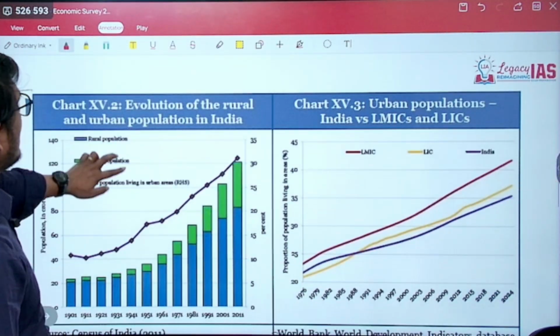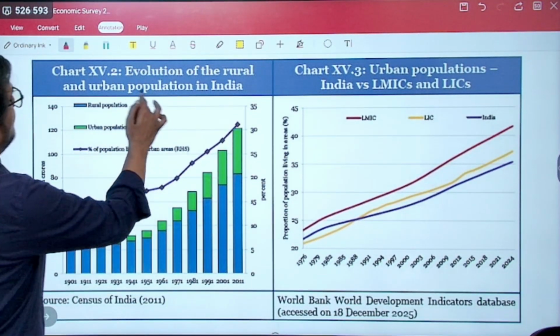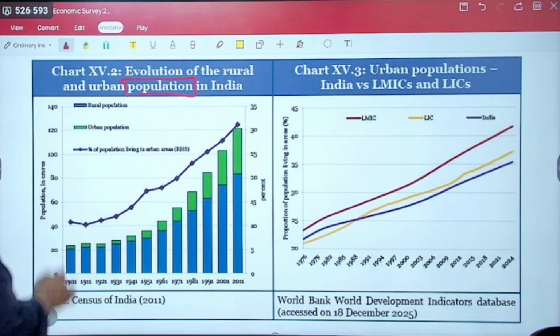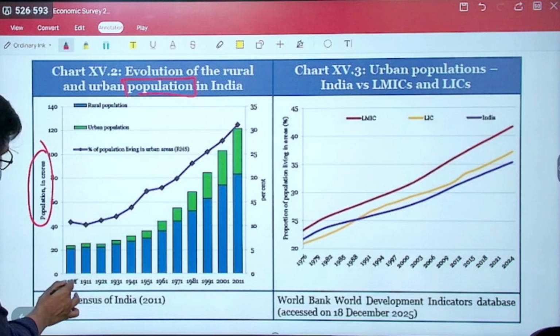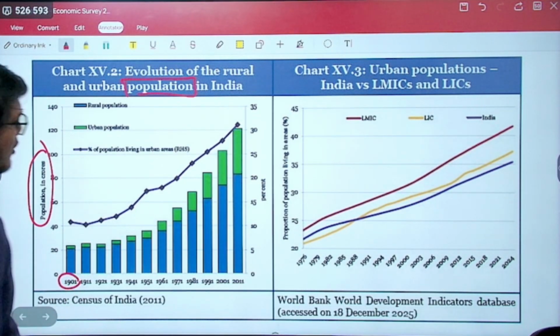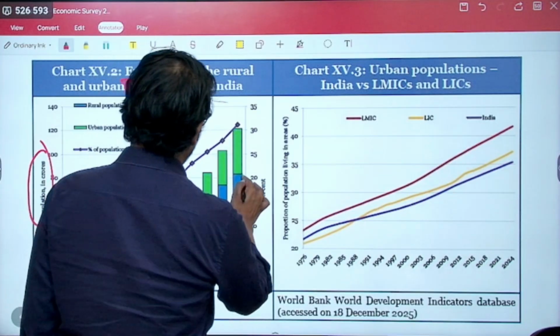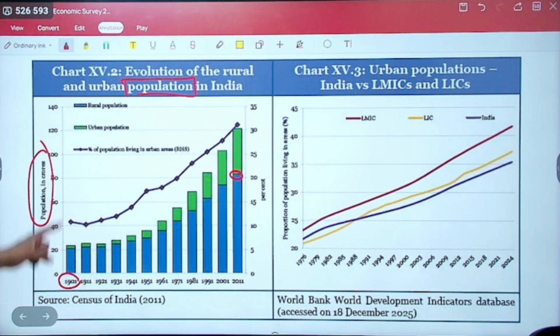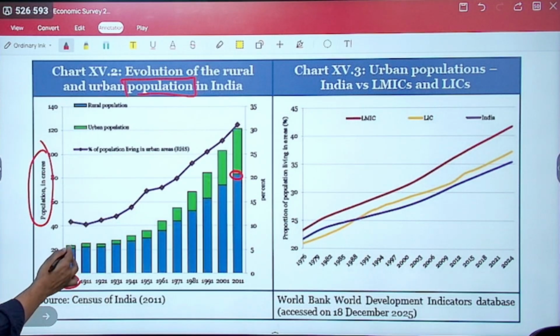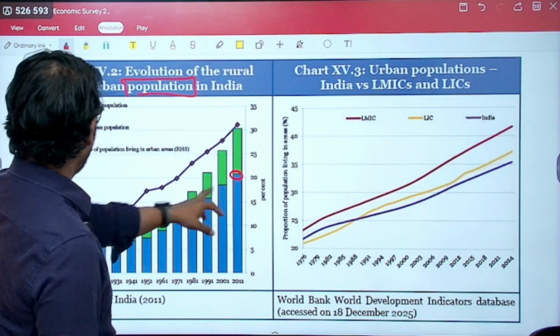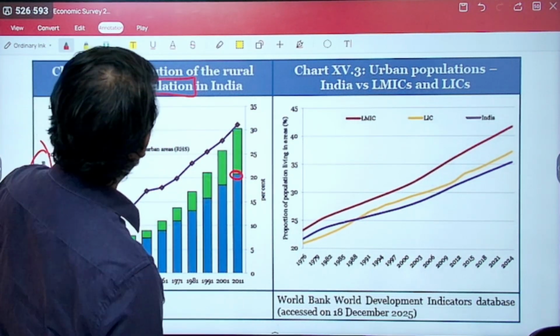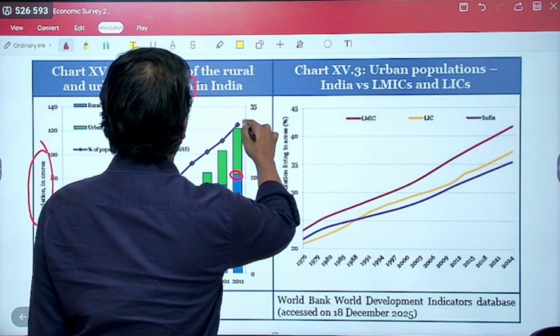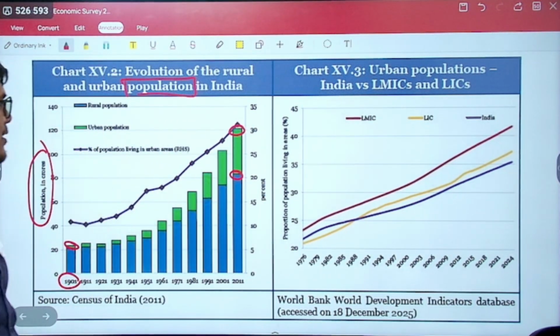Let's move ahead. This is the evolution of the rural and urban population that they have talked about. Population in crores. So this is rural population in crore. In 1901, around 20 crores, which has now increased to over 80 crores. Whereas the urban population here was less than 5 crore, quite less. But now if you look at it, 80 to 120, so this is around 40 crores of urban population that is present.